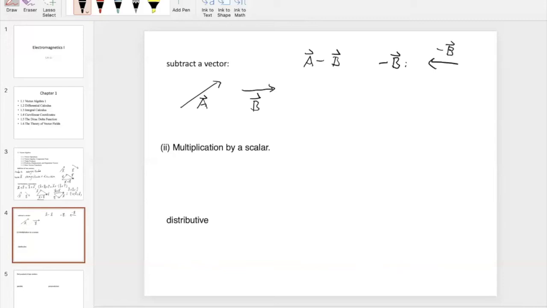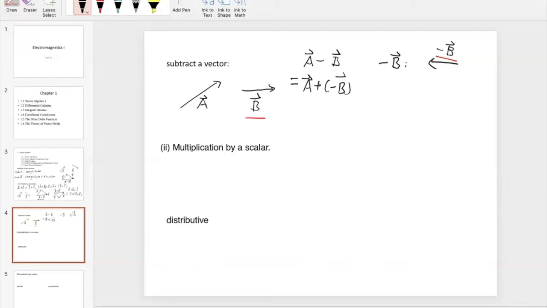So if B, let's say, is in the direction of going to the right, then minus B will be the same magnitude but opposite direction. It's going to the left. So this is a minus B. Now A subtracted by B equals A plus negative B, right? So we know how to do A plus a vector, and we know what is negative B.